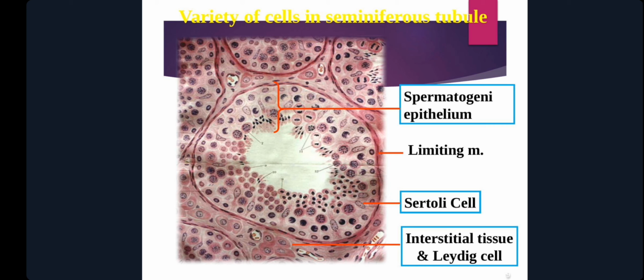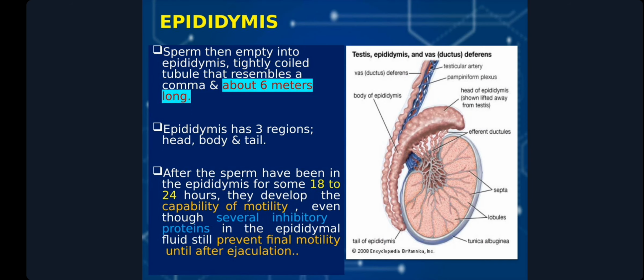And then this released sperm into the lumen travel along the seminiferous tubule, and finally empty into the epididymis. So the next part that we want to discuss is about epididymis. Epididymis is the second part that sperm travel into. It's another coiled tube. The length of the epididymis is about 6 meters. Epididymis has three regions: head, body, tail.